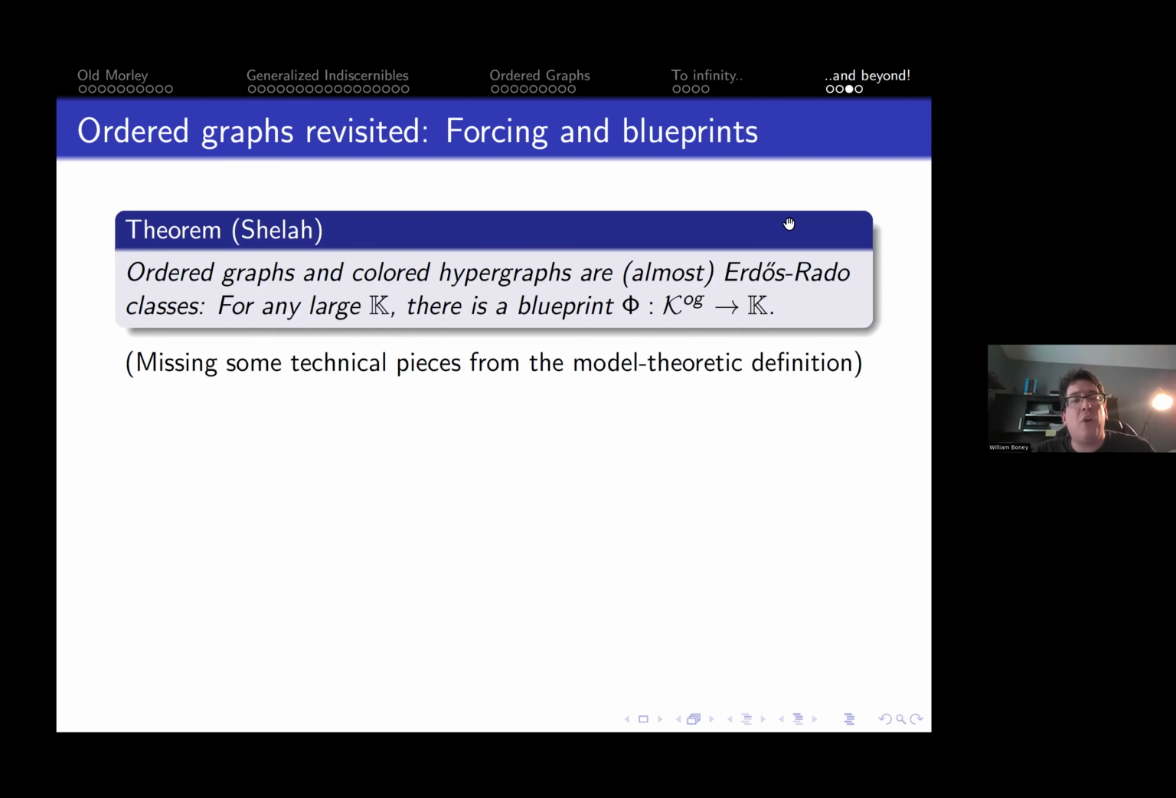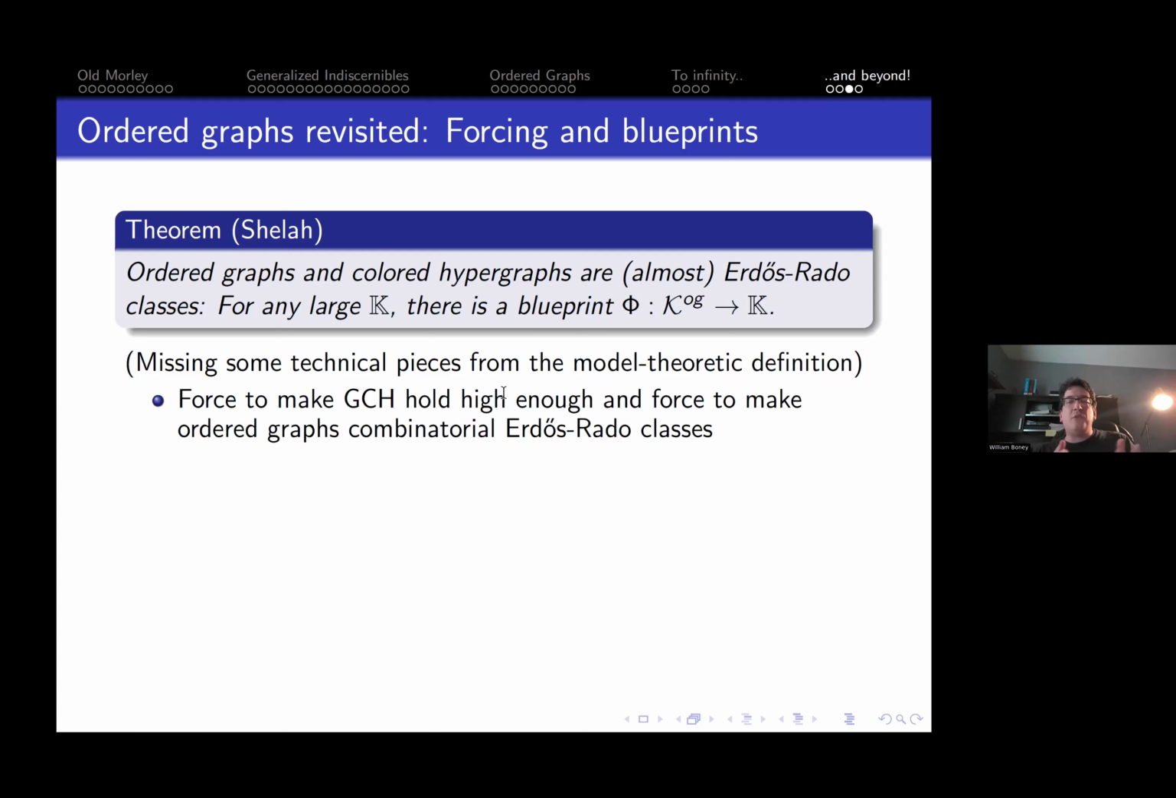And so we can read out of this Shelah forcing result that without any large cardinals, these classes, ordered graphs and colored hypergraphs, are almost Erdős-Rado classes. That is, we can build these blueprints into any large finitely accessible K. This parenthetical "almost": there are some pieces we're missing to make this precisely Erdős-Rado, but those were the pieces that I suppressed earlier.